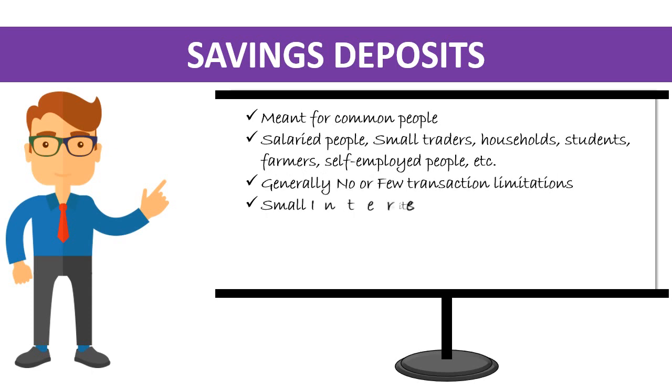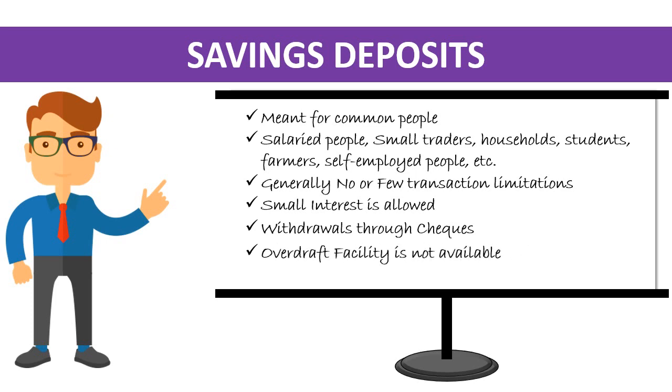A small interest is allowed on the credit balance in savings deposits. In some savings deposit products, this interest is calculated on minimum monthly balance, while in others, it is calculated on daily balances. A checking account, just like current deposits, is maintained and withdrawals are made through checks. Overdraft or running finance facility is not allowed in savings accounts. Zakat deduction applies to these deposits, and exemption is allowed to only those account holders who have submitted the required declaration.